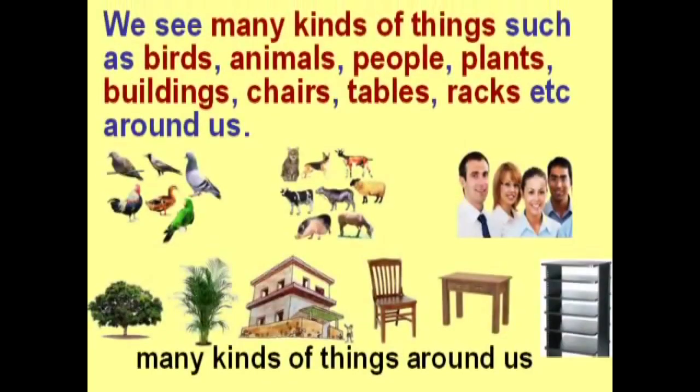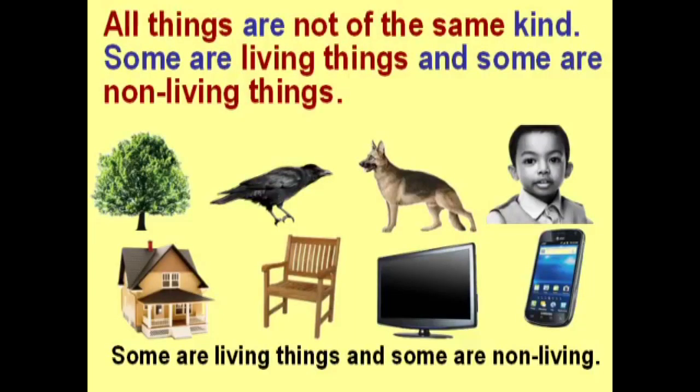We see many kinds of things such as birds, animals, people, plants, buildings, chairs, tables, racks, etc. around us. All things are not of the same kind. Some are living things, some are non-living things. For example, tree, crow, house, chair, computer, dog, etc.